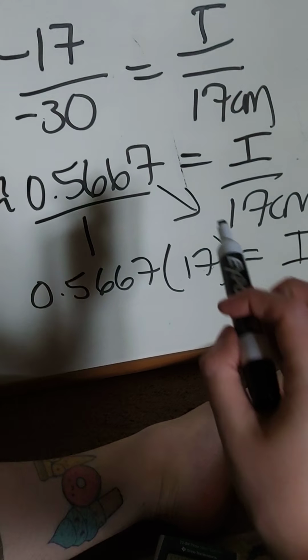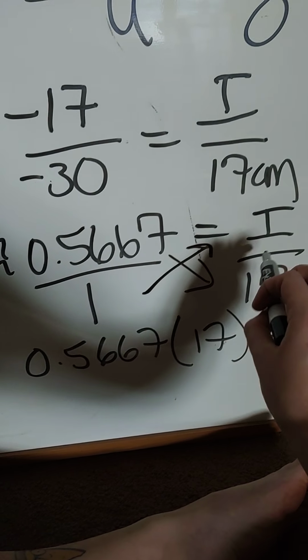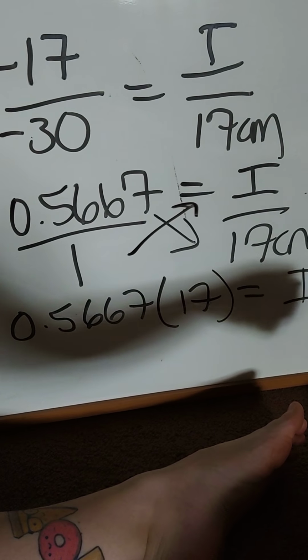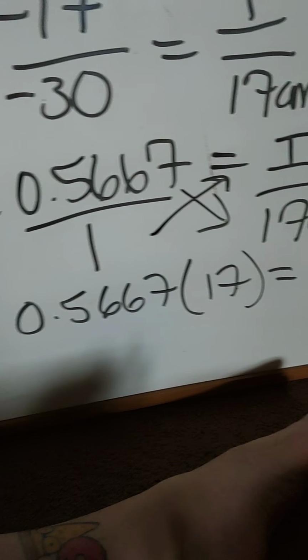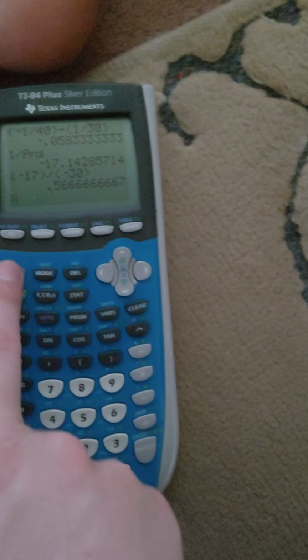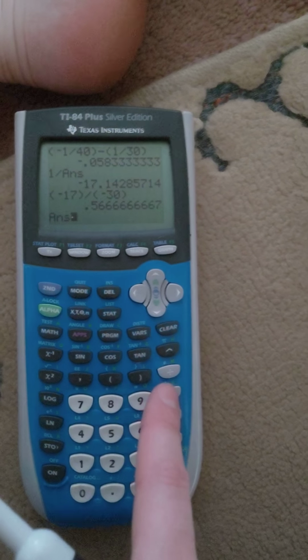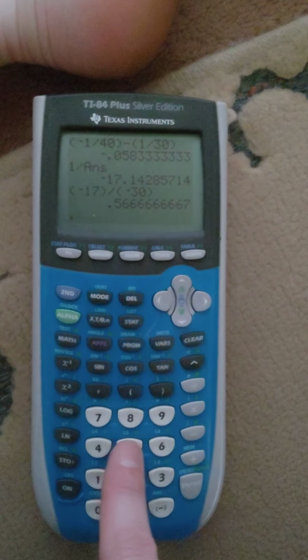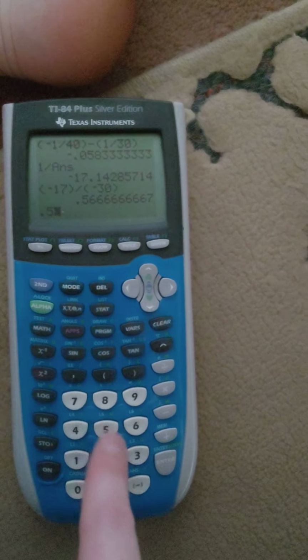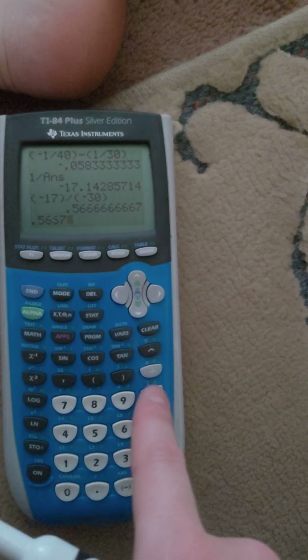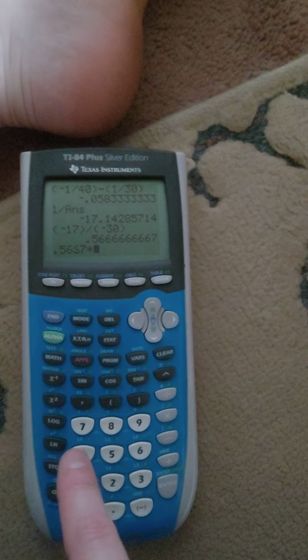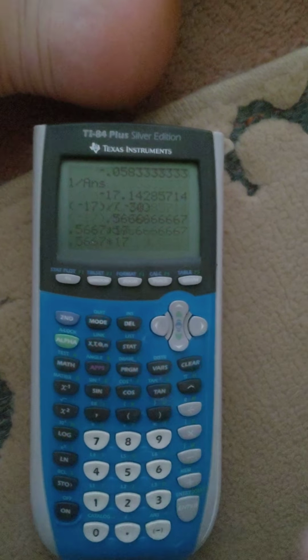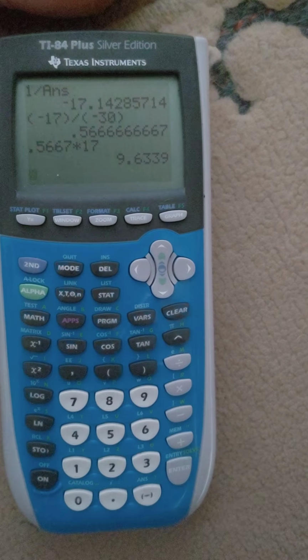You can see that, because 1 times I is 1 I. So here it is, and then our number. So I'm going to take my answer. Actually, you know what? No, I'm not, because it's going to give me something slightly different than what we want. 0.5667 times 17 is 9.63.